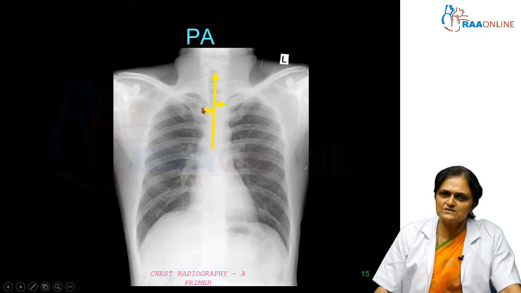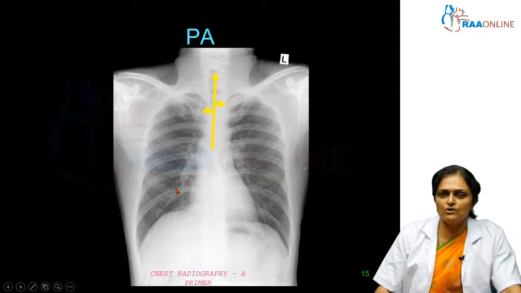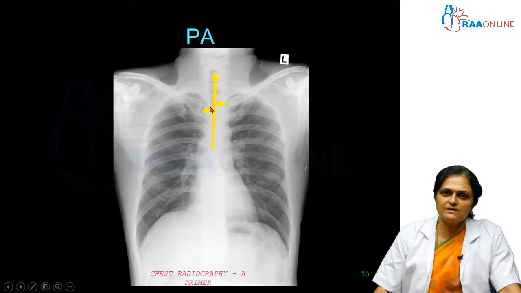This is because when there is gross rotation, the lucency of the two lungs may vary, the visualization of the two hila may vary, and sometimes the blood vessels may not be visualized well on one side, but they may be visualized well on the other side. Therefore, when there is rotation, our interpretation may actually be limited.